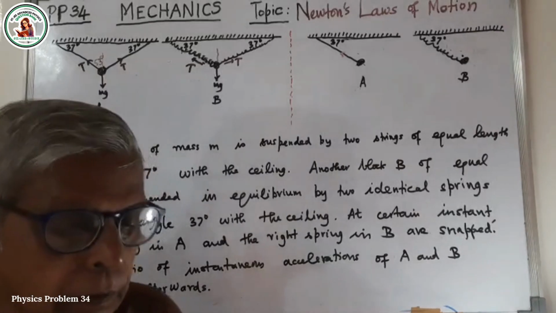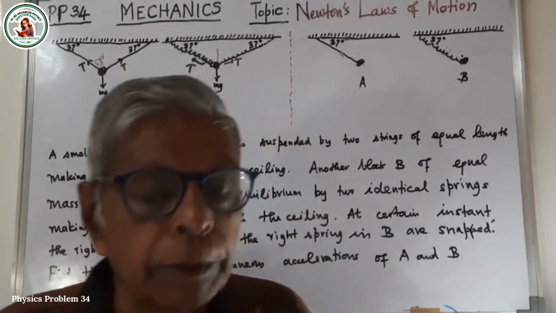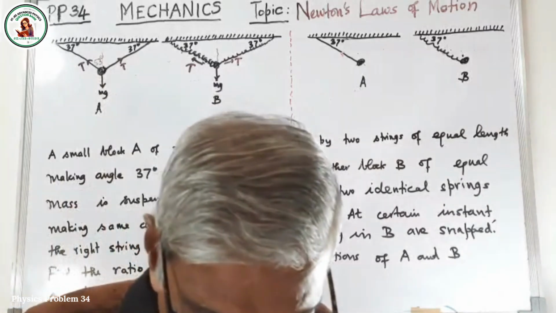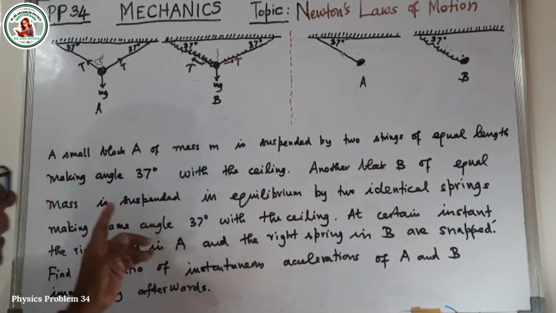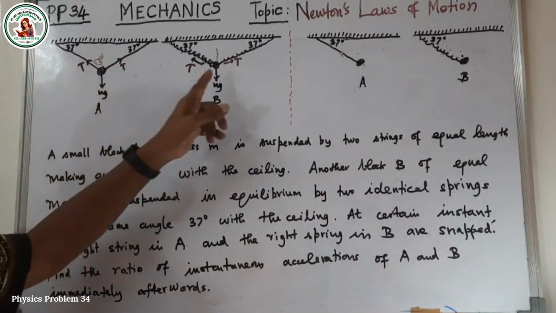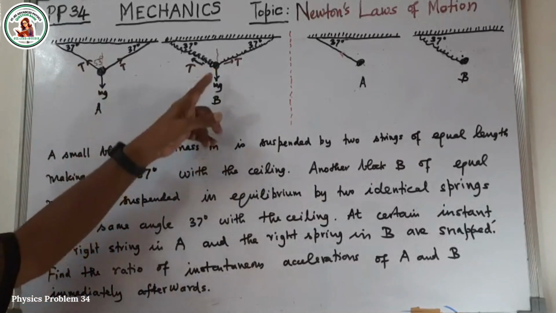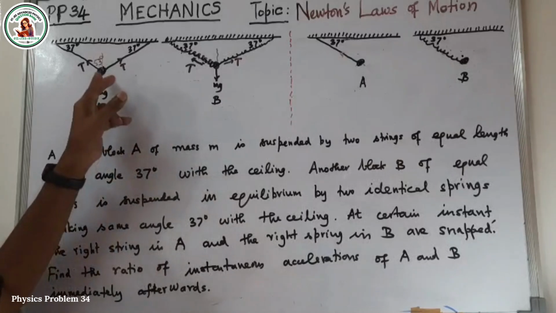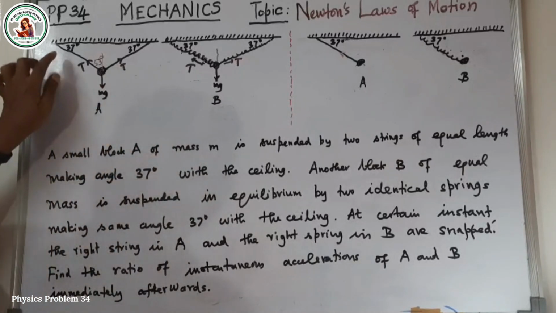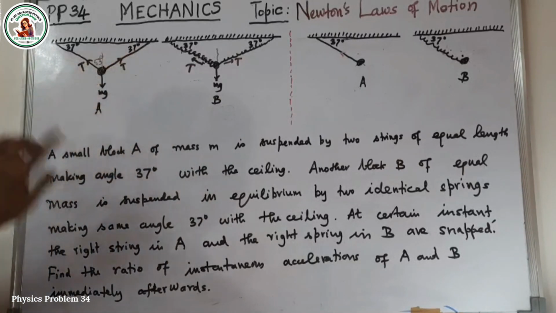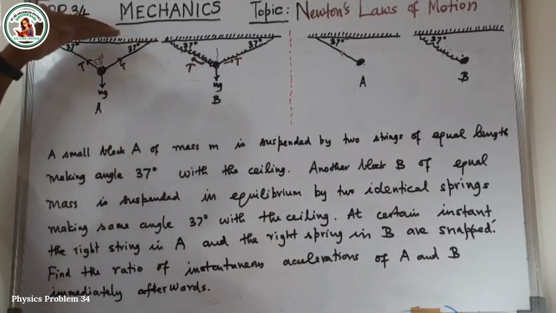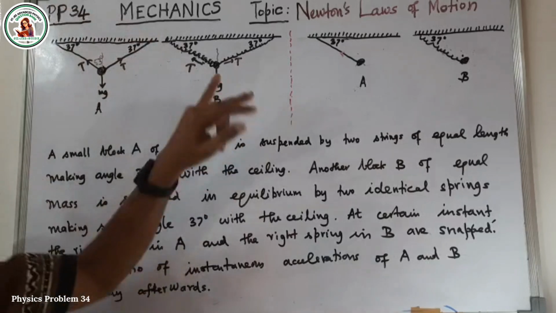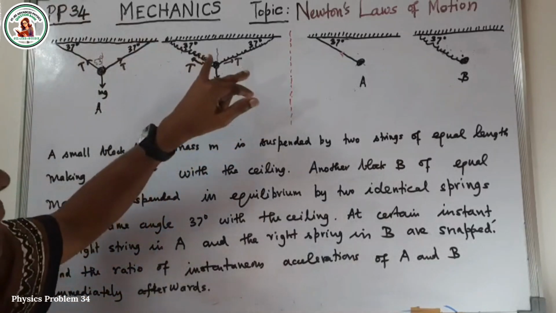Today we are going to discuss physics problem 34. The statement of the question is already on the board. There are two masses A and B. A is supported by two strings making 37 degrees to the horizontal ceiling. B is in equilibrium.